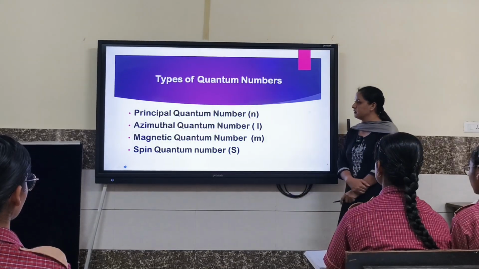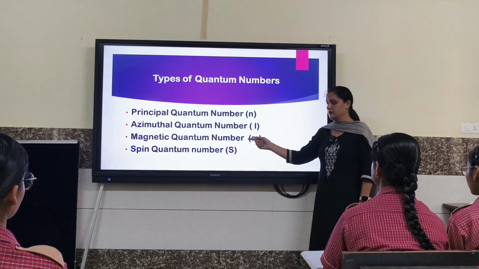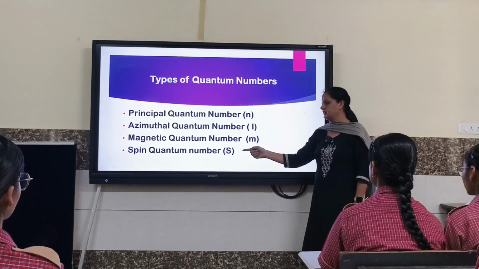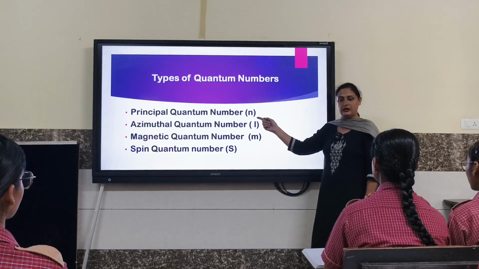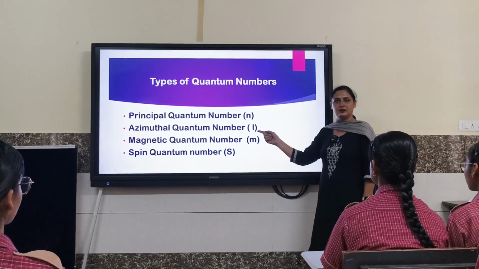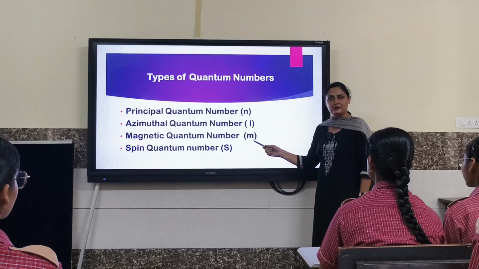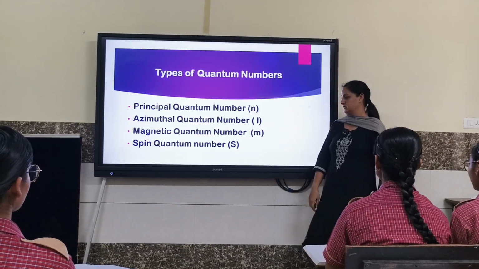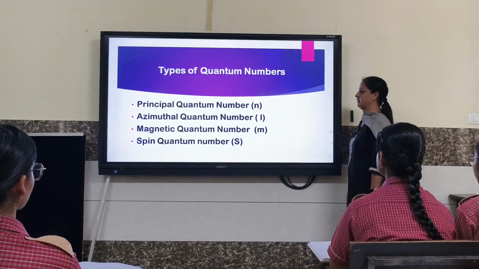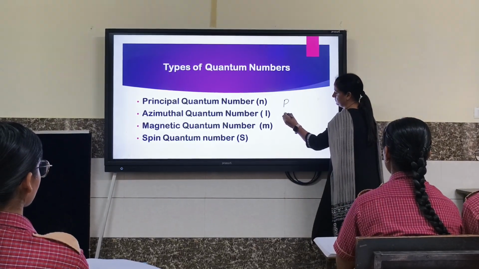Quantum numbers are of 4 types: principal quantum number, azimuthal quantum number, magnetic quantum number and spin quantum number. Principal quantum number is denoted by letter N, azimuthal quantum number is denoted by letter L and magnetic quantum number is denoted by letter M, spin quantum number is denoted by letter S. To learn the sequence of these quantum numbers, you can easily learn a trick, PAMS.